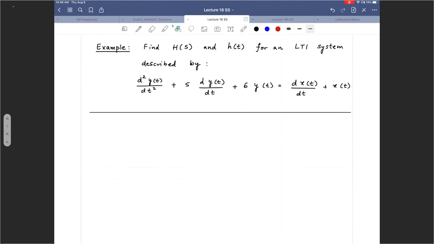So the second derivative of y is going to become s squared Y of s, and 5 times the first derivative of y is going to become 5 s Y of s.